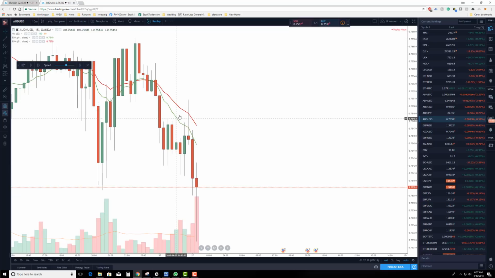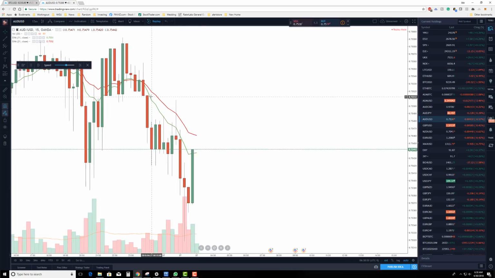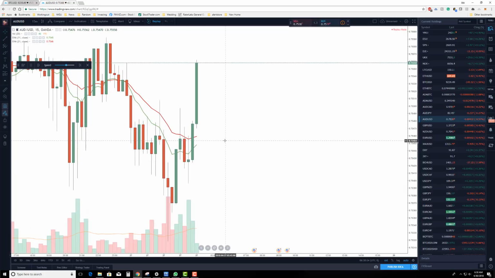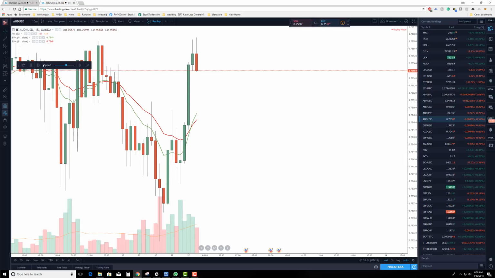However, one of the rules in crossover systems is that if you're short because the fast crossed below the longer EMA, when price crossed above this, you would have exited the trade. And again, moving averages only tell you what has happened. It won't tell you what will happen.